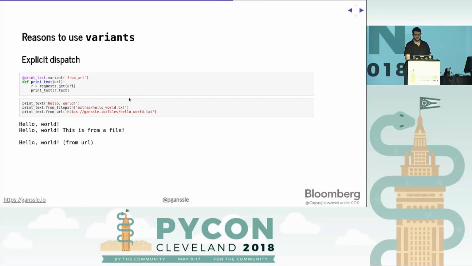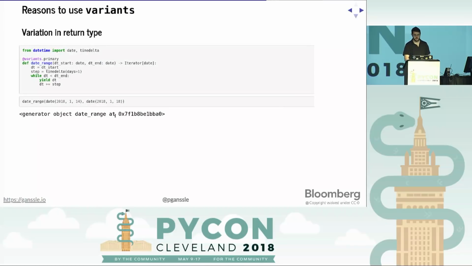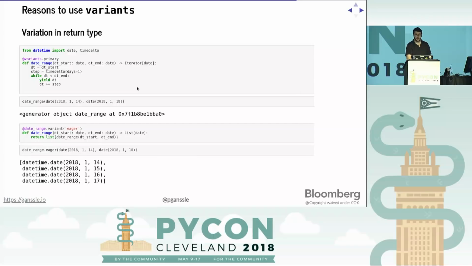So what are some use cases for this? One would be explicit dispatch. So in this original example, I had something that takes a string, two things that take a string, the file path and the text. And maybe I also want to be able to take a URL. It's not super easy to dispatch this on type, but if you use Variance, you can explicitly dispatch. You can also have variation in return type. So for example, here's something that's sort of like a range function, but for dates, and it's lazy by default. But I can also create an eager variant that will just consume the generator and give you a list.